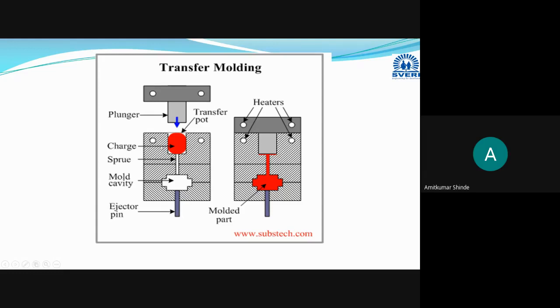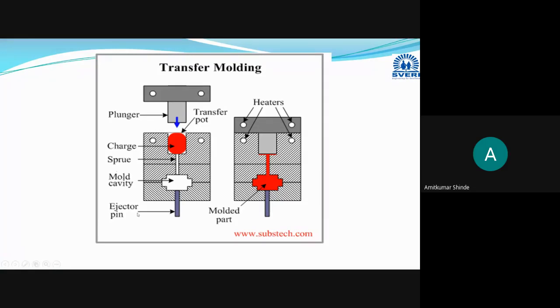Due to this heat, whichever raw material or charge you have taken will become soft in nature. Then with the help of this plunger, we apply pressure. Due to the application of this pressure, as it has already become soft, it will flow through the sprue. You can use a sprue arrangement or some sprue runners and gate arrangements, very much similar to our casting process. Through this sprue it will enter the mold cavity, and after some time it will get cured.